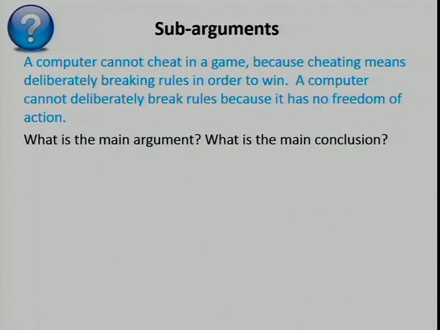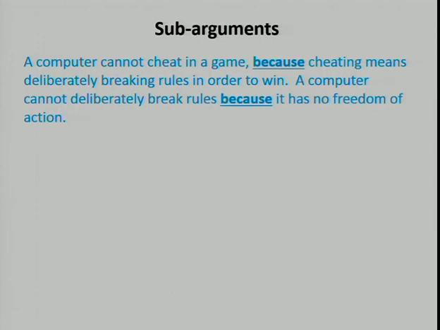So here's another example of this. A computer can't cheat in a game because cheating means deliberately breaking rules in order to win. That's just what cheating means. And a computer can't deliberately do that, namely can't deliberately break rules because it has no freedom of action. And again, we have two conclusion indicators, namely that and because, if you remember the signpost slides. So then the trick is to figure out what the main conclusion of that argument is going to be, yeah? Which is the final one that it's supposed to lead to, and that's going to be that computers can't cheat in games. So that's the grand conclusion to draw from this argument.